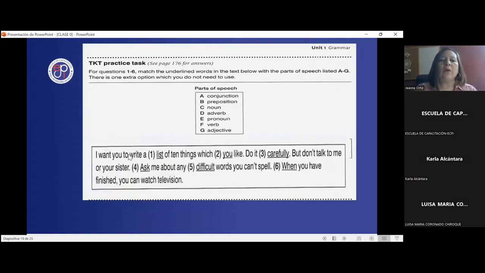For example, I want you to write a list of 10 things. Which list? What about list? What is list? Conjunction, preposition, noun, adverb, pronoun, verb, or adjective? Noun. It's a noun. Very good. Of 10 things which you like. What about you? It's a pronoun. Do eat carefully. What about carefully? Adverb. But don't talk to me or your sister.